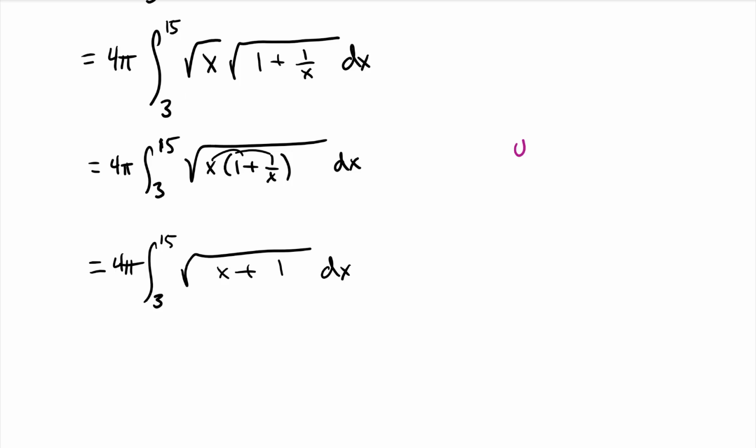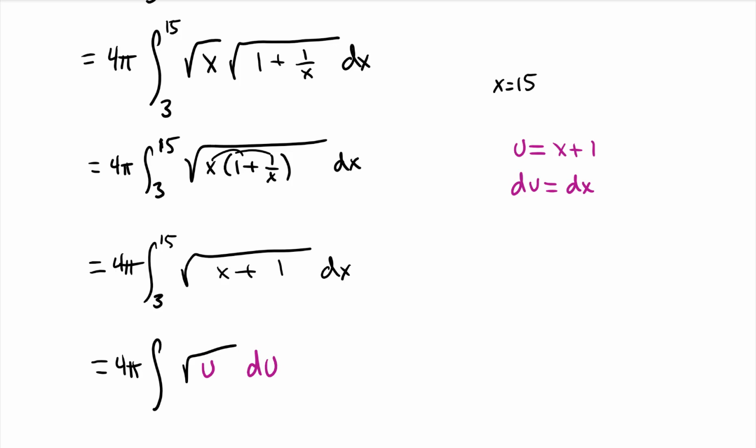I don't know x plus 1, so we'll say u is equal to x plus 1, and that means du is equal to dx. So let's get it. 4 pi times the integral. Since we're doing a u sub, that means we need to change our bounds, so I'll wait to do the bounds until we're done, and then instead of x plus 1, we write in u, and instead of dx, we write in du. Now we just have to go and plug our numbers in.